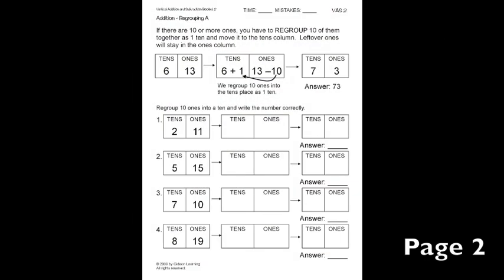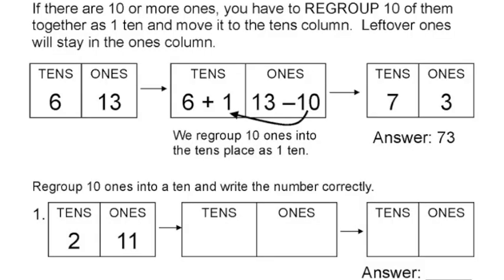So let's move on to page 2 here. We have an example up there, so let's go ahead and try that out. We have 6 tens and 13 ones. What's happening here is they're taking 10 away from the ones column and adding 1 into the tens column. So that's why you see 13 minus 10, and it leaves you with 3 ones. And then I see 6 plus 1 in the tens column, so that leaves you with 7 tens. So your final answer is going to be 73.